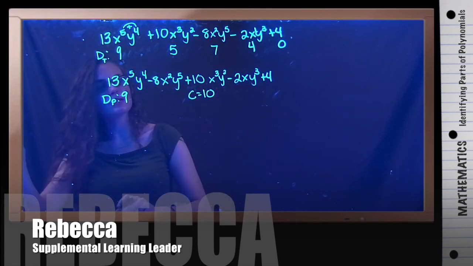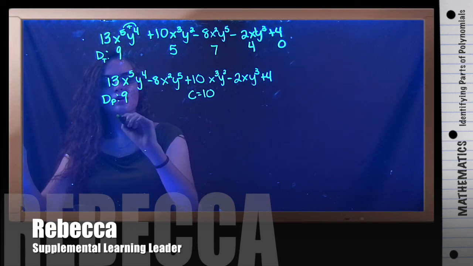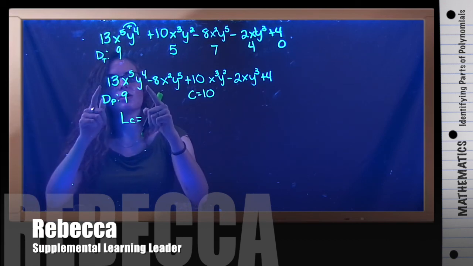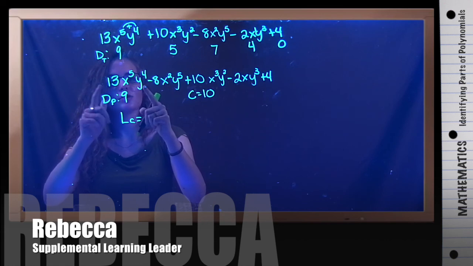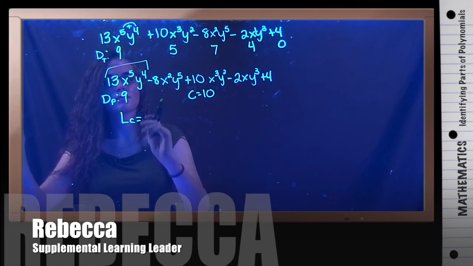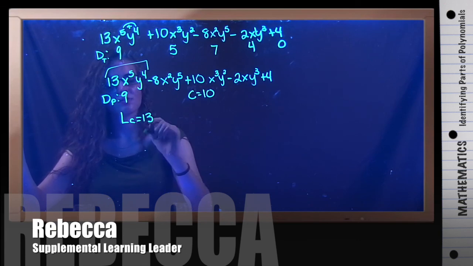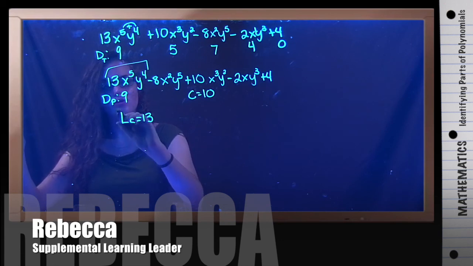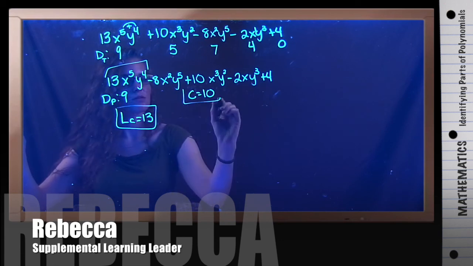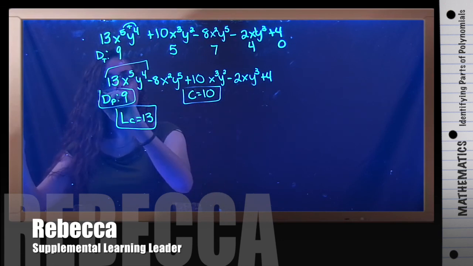Now it says, what is the lead coefficient? The lead coefficient is the coefficient on the first term. So because this is the first term, our lead coefficient is 13, because the coefficient on the first term is 13. So these are our answers.